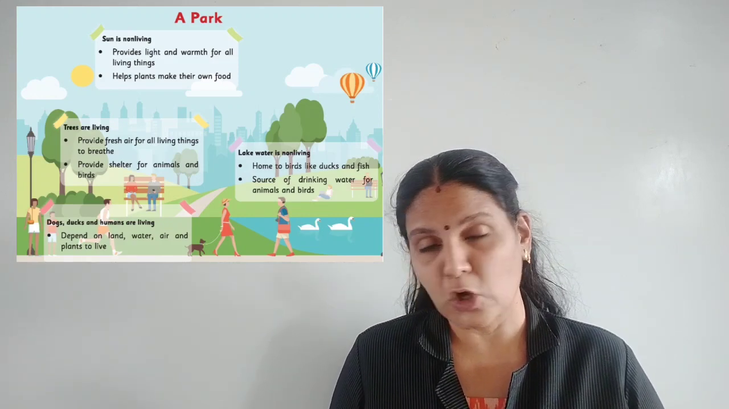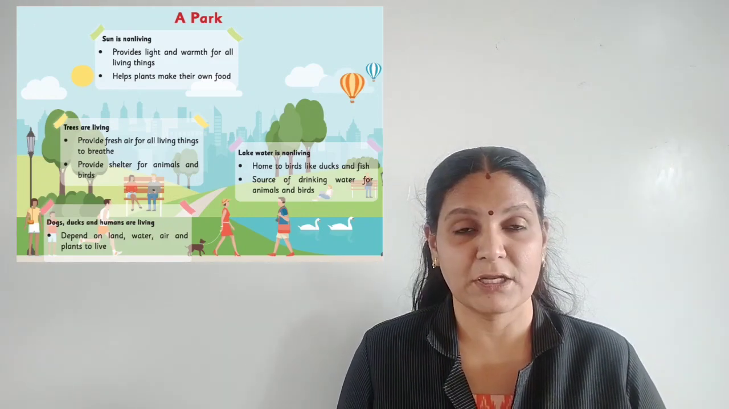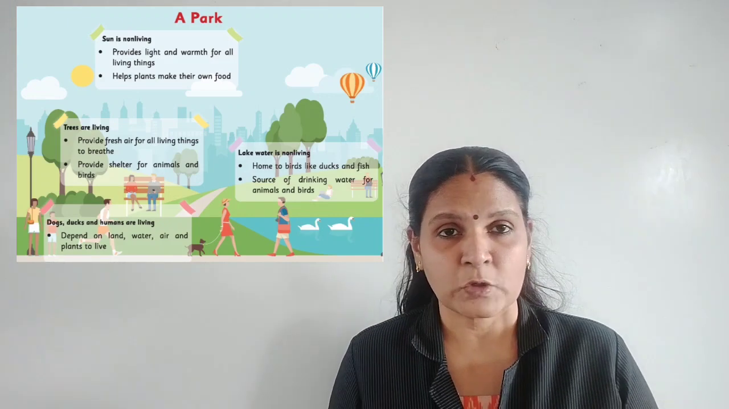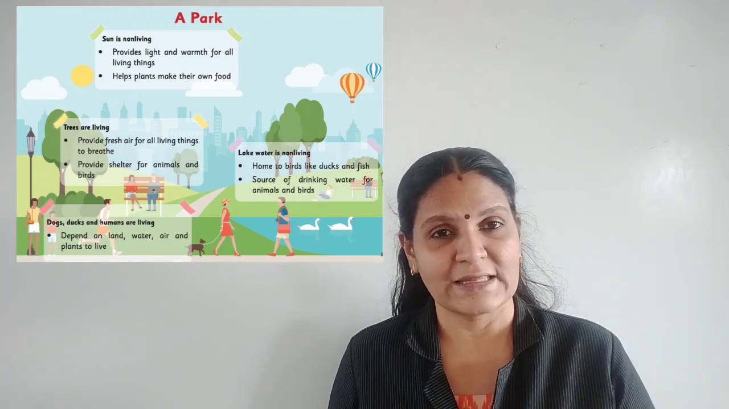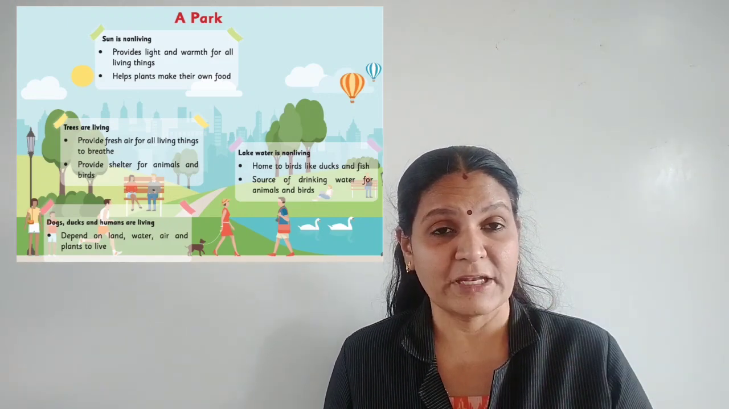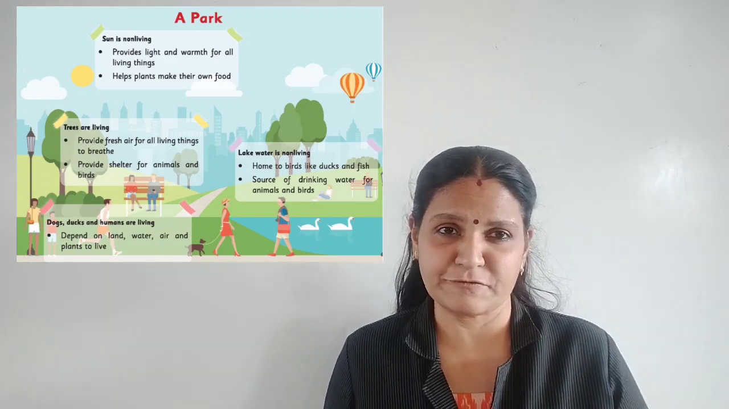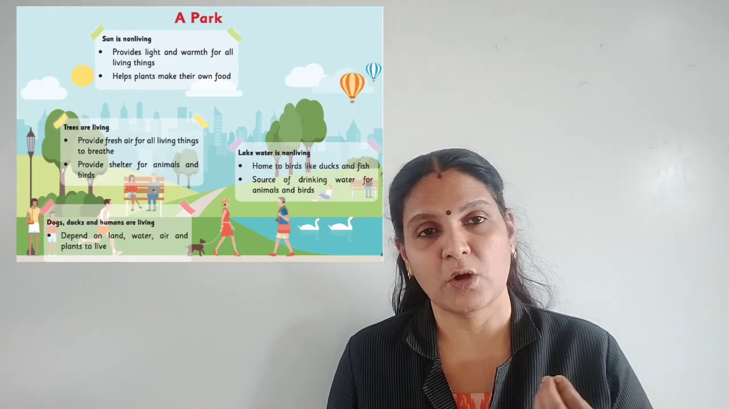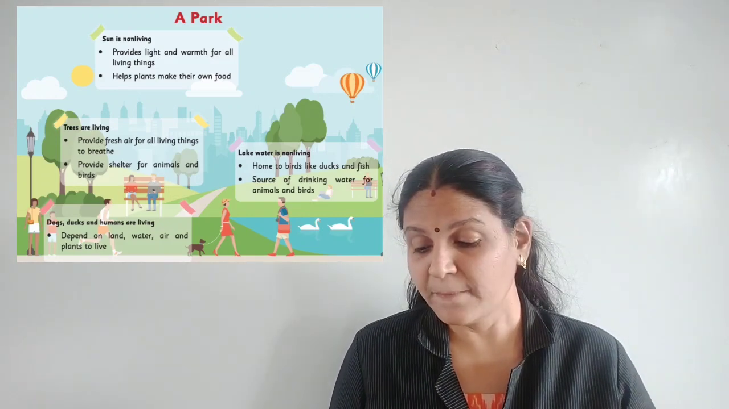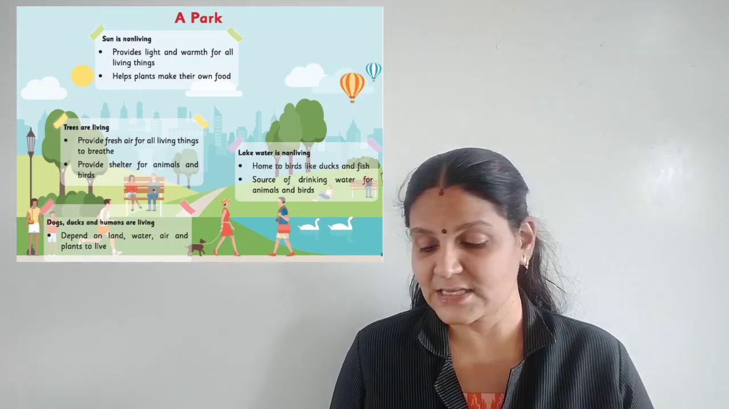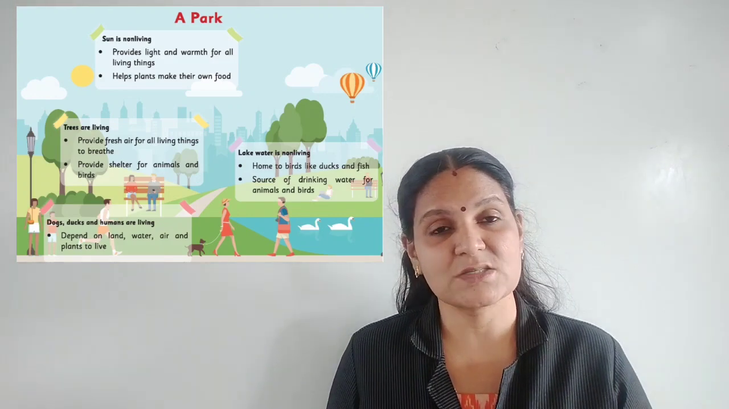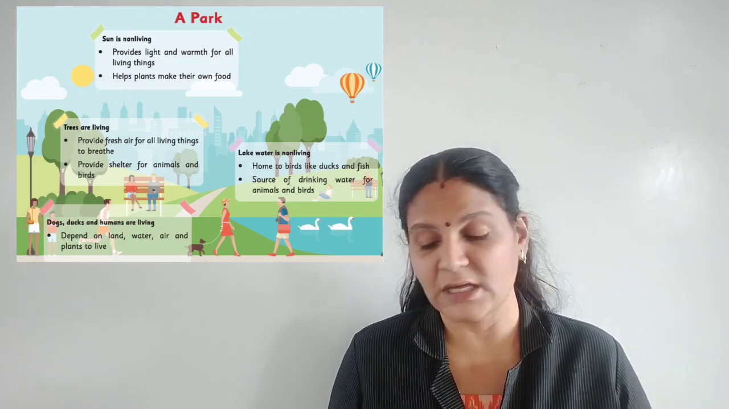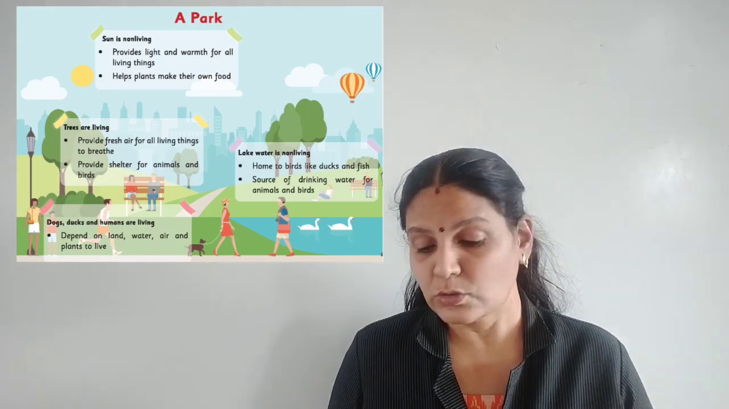What about the dogs? Dogs are dependent on other living things. Dogs eat the flesh of other animals and are also dependent on plant food. In one way or the other it is dependent on other living things and non-living things, and it needs water to survive, air to breathe and also the land to live.